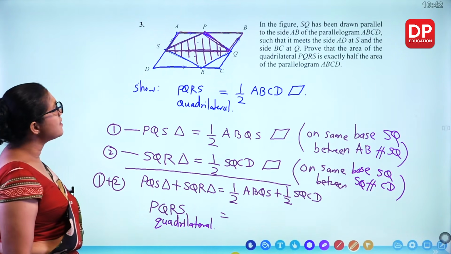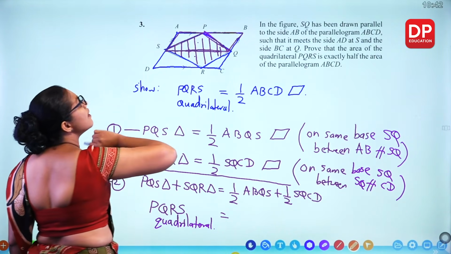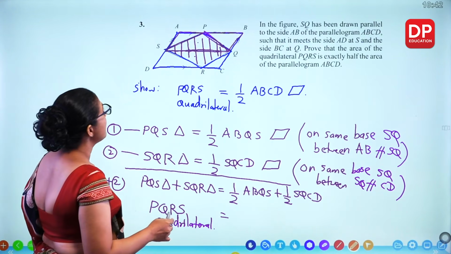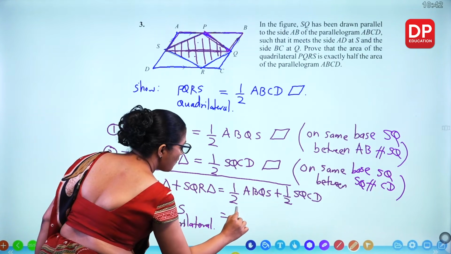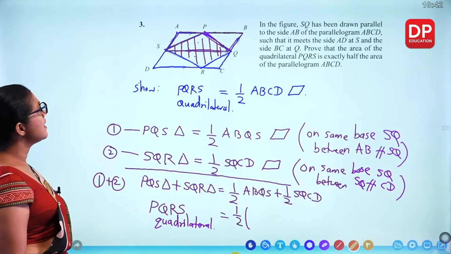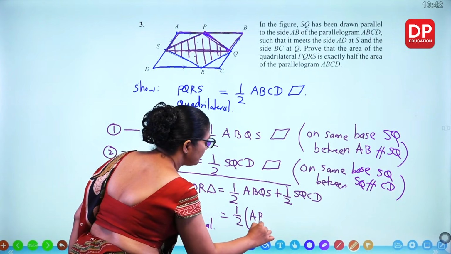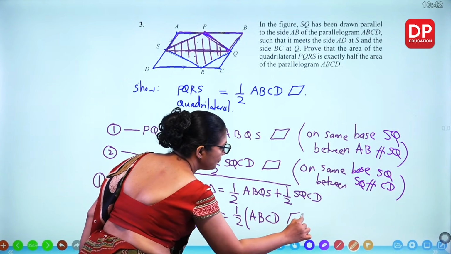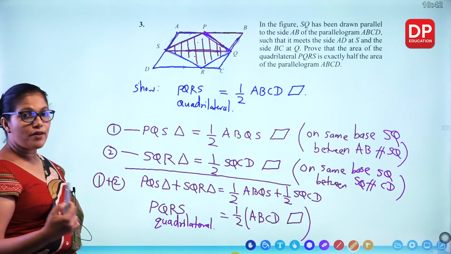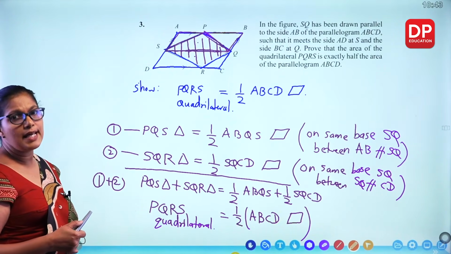What about the other side? When you add this parallelogram and this parallelogram, you get the big parallelogram. I can write this is half and half. I can take it out, and ABQS plus SQSD, I can write ABCD parallelogram. So what's the final result? We found that PQRS quadrilateral is equal to half of ABCD parallelogram.